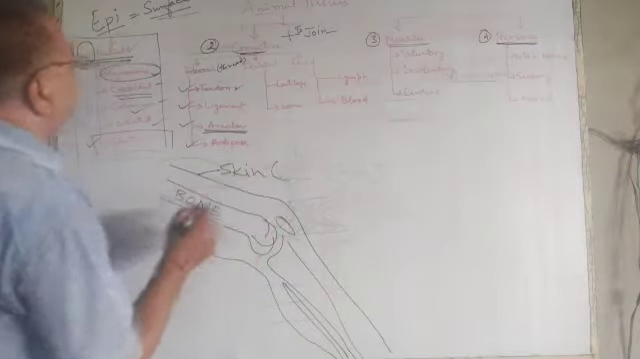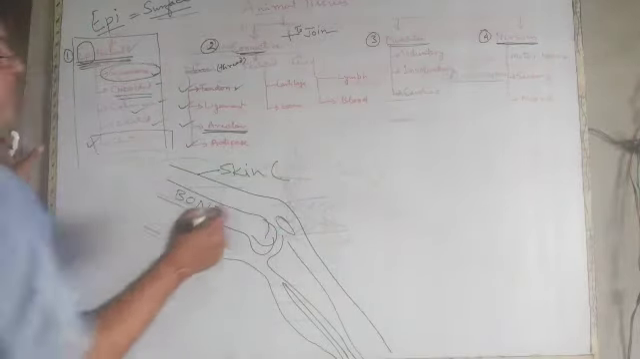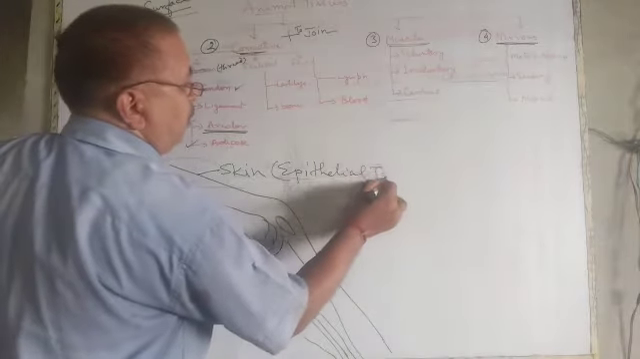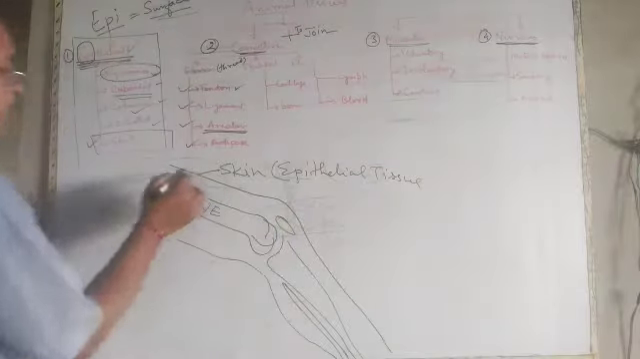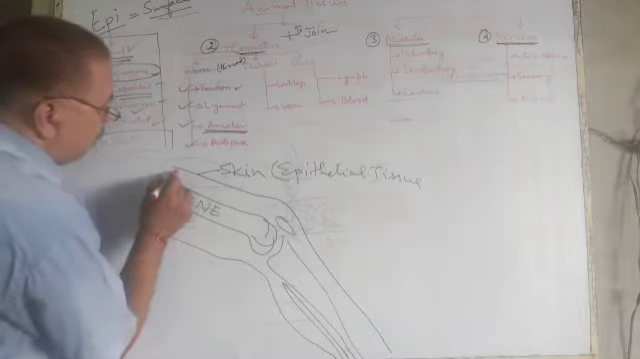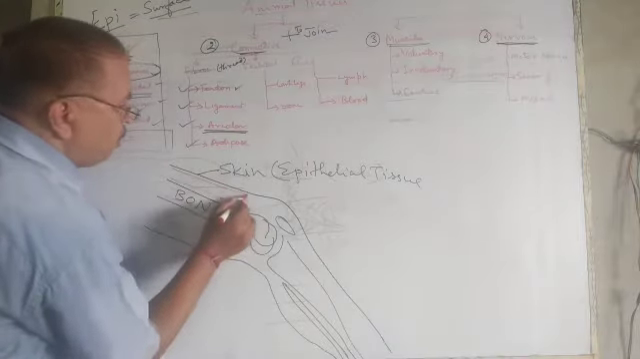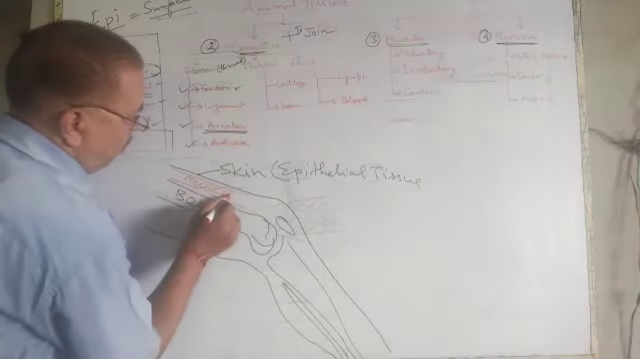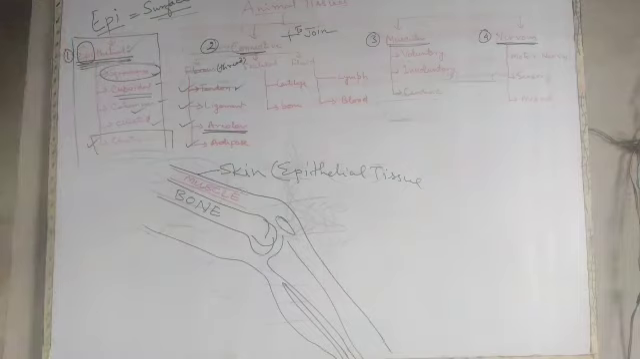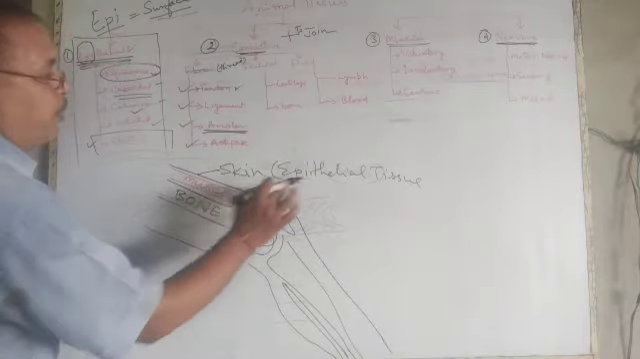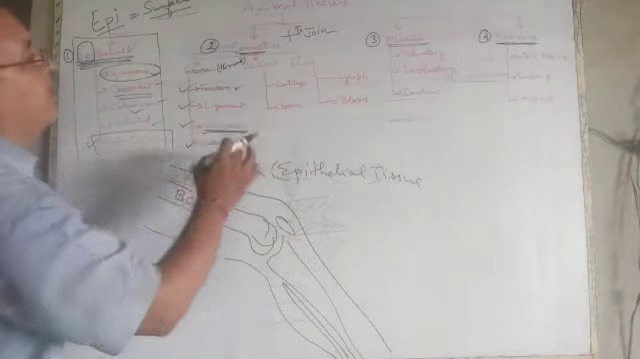This skin is made up of what kind of tissues? Epithelial tissue. So in between this skin and bone, what is there? All this is muscle. Right? Though I have separated them. So what happens? Just think, this is epithelial tissue, this is muscular tissue, and this bone is connective tissue.